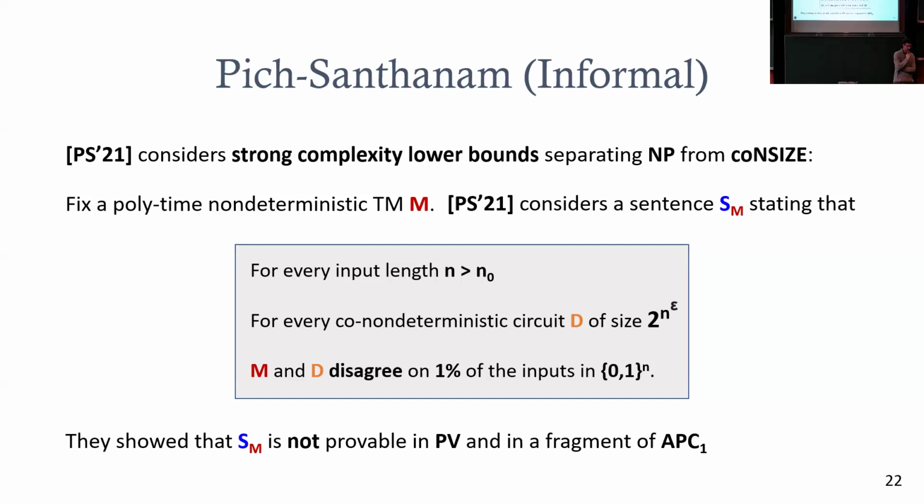M is fixed. Yeah, so for every machine M, you write down a sentence saying a strong lower bound. No matter which machine, this is going to be unprovable in the theory.